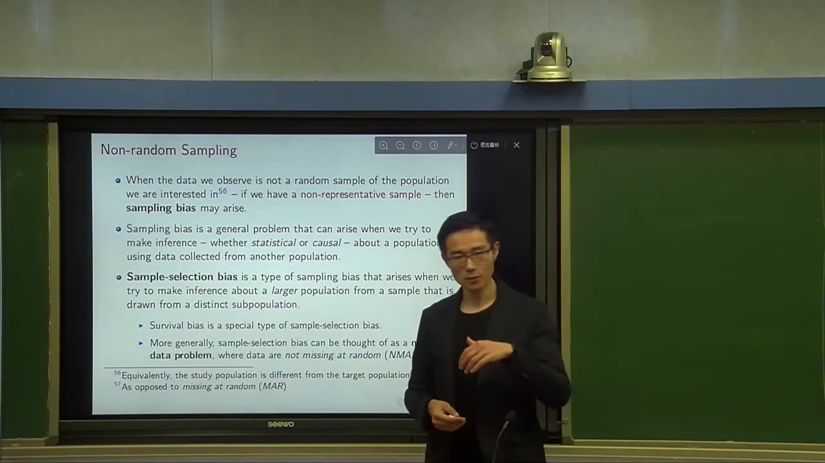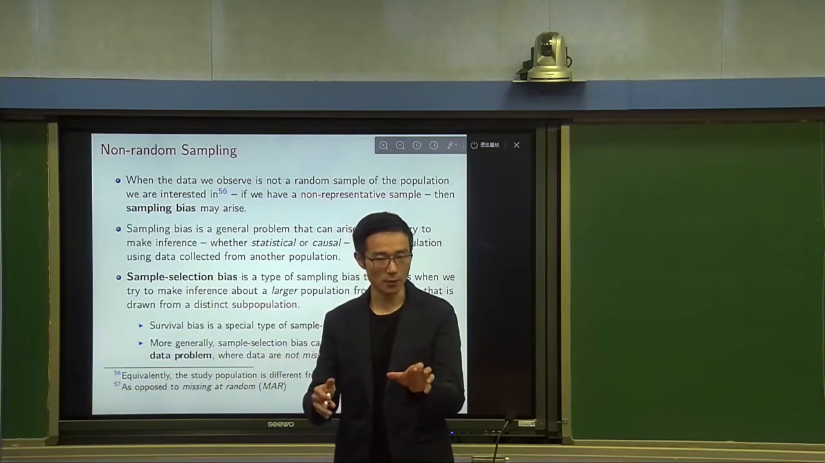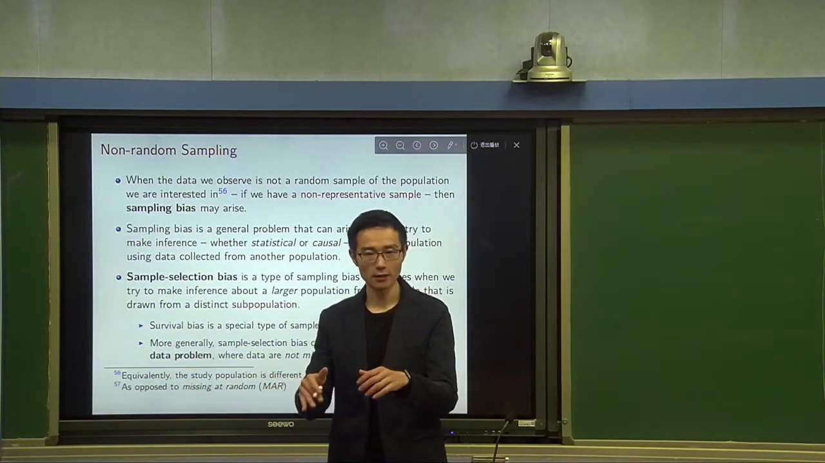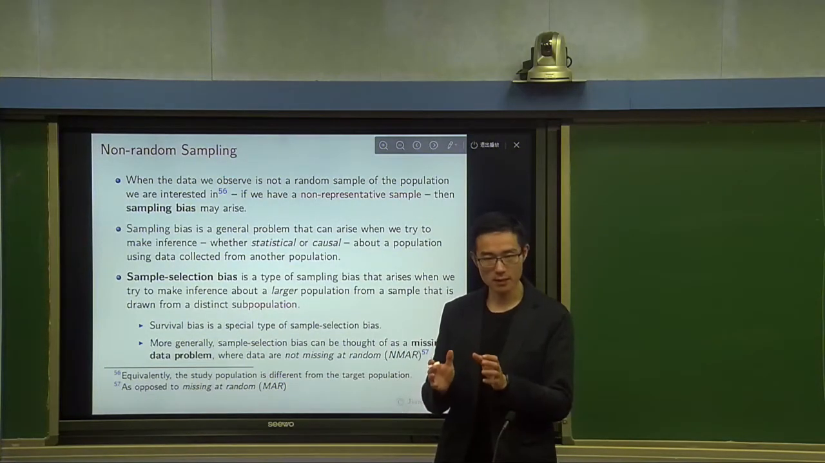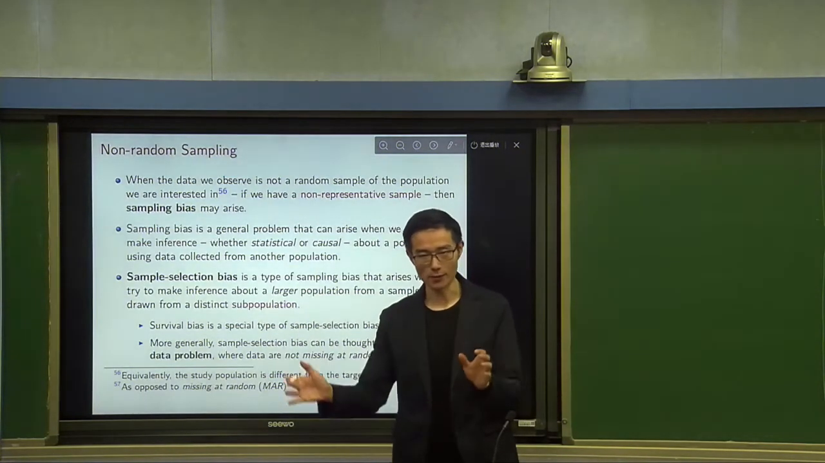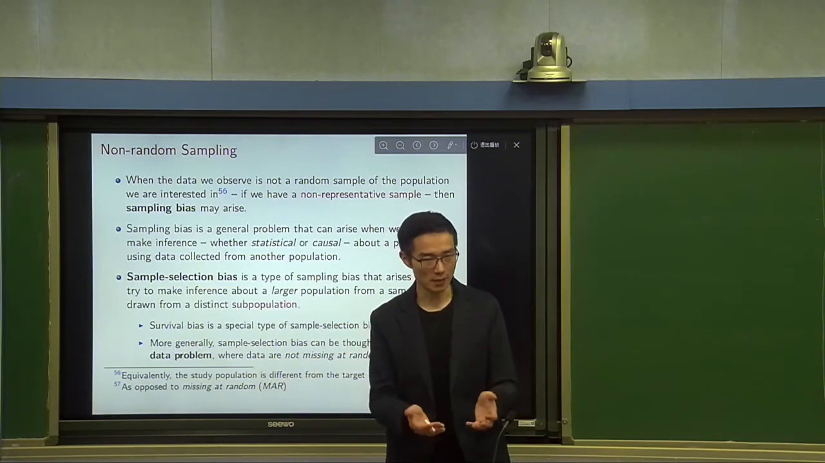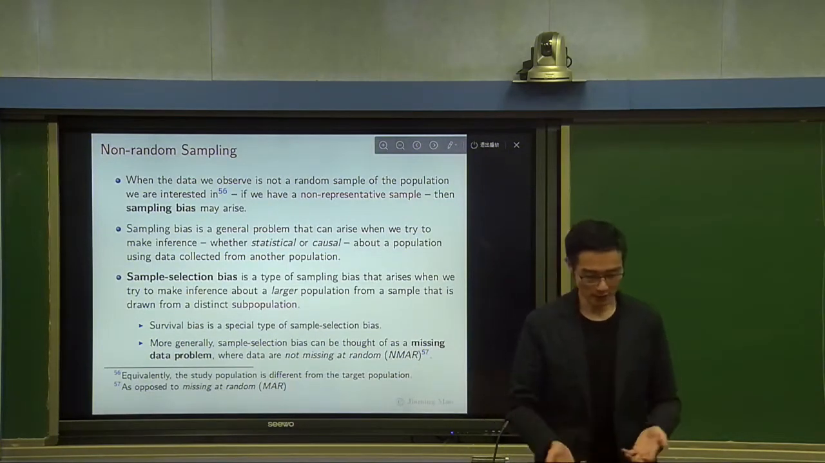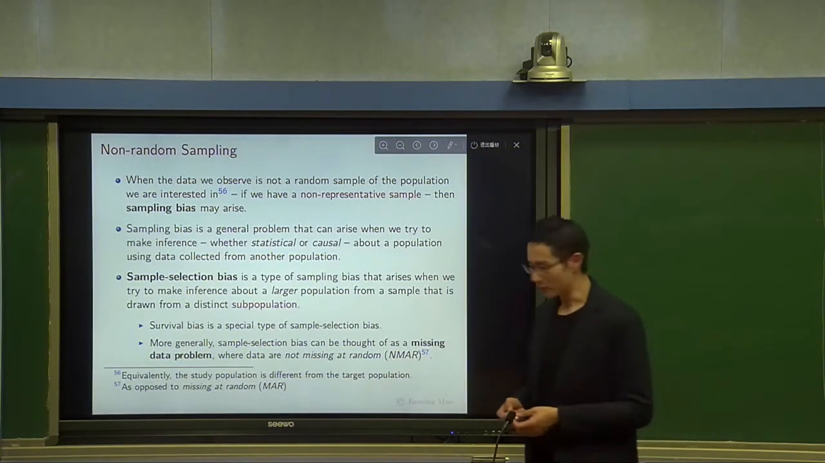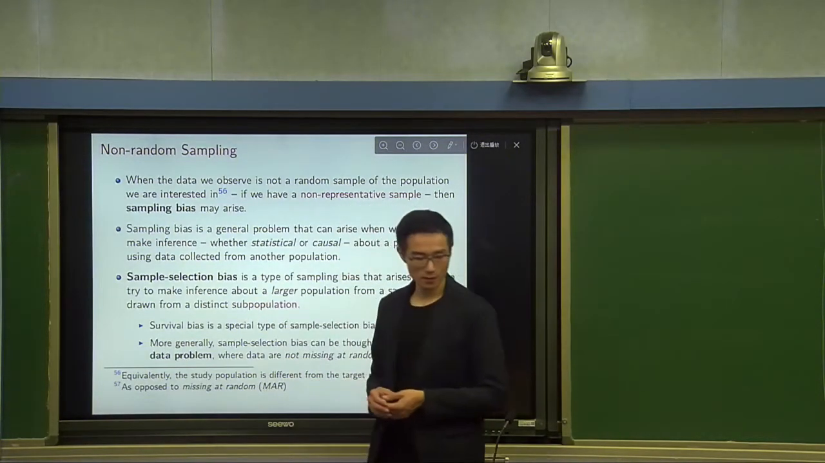Sampling bias just means any time when the study population is different from the target population. In that case, we have sampling bias. A sample selection bias means what we see is a subset of the large population. So we're interested in a large population, but we only see a subset of them. In that case, the bias that arises is called a sample selection bias. So sample selection bias is about seeing only a subpopulation.